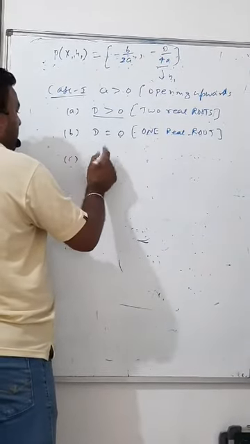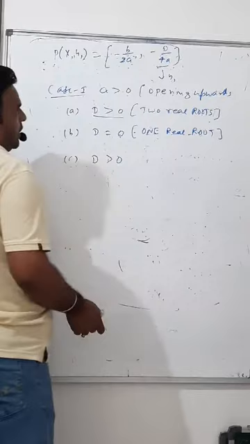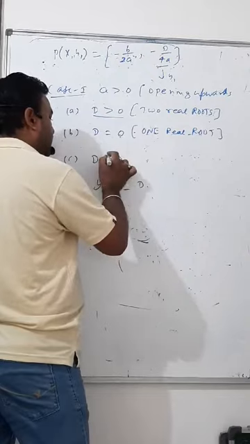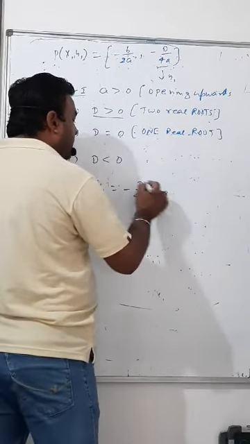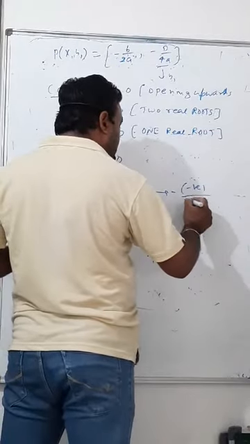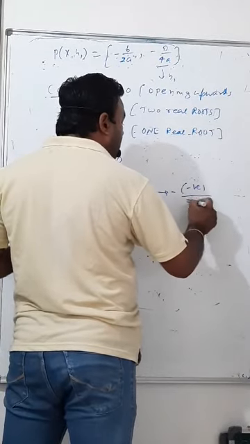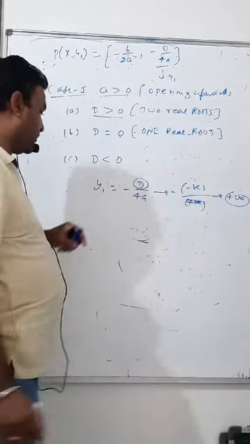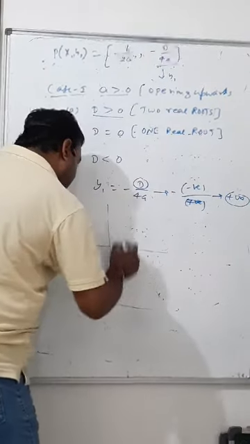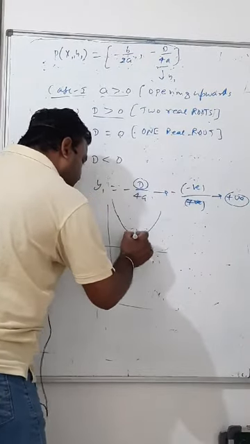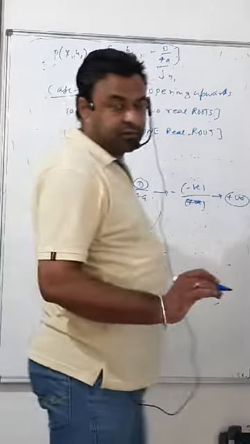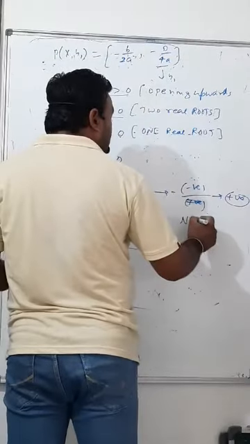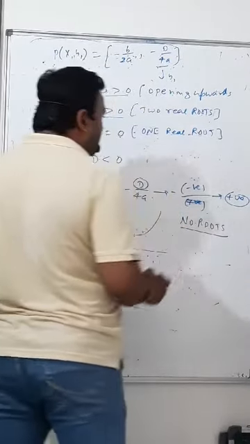it is what? D less than 0. If D is less than 0, then y1 is minus d by 4a. Then it is negative minus negative, and this 4a is positive. Why? Because I have said a is greater than 0. Then overall it becomes positive. That means the vertex y coordinate is here. It is not touching the x-axis, neither cutting the x-axis, so it has no roots or no solution.